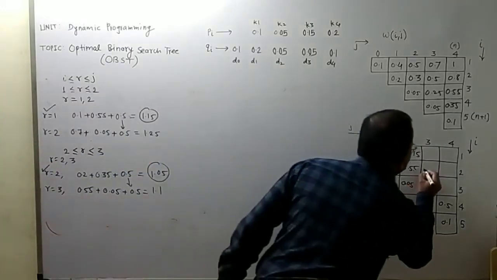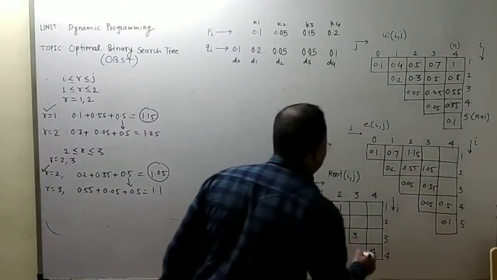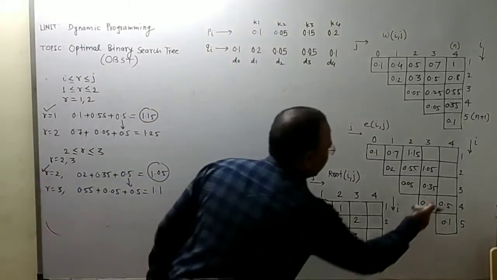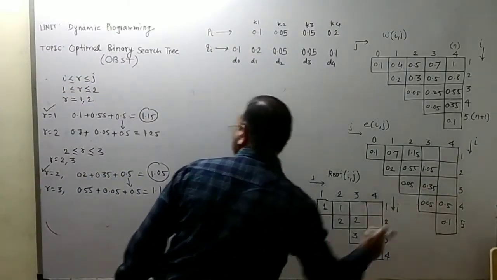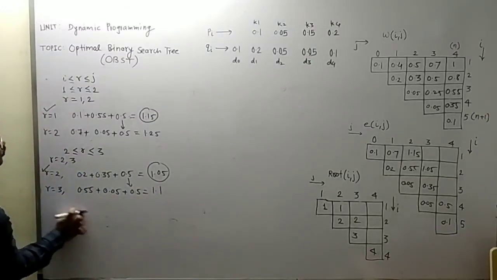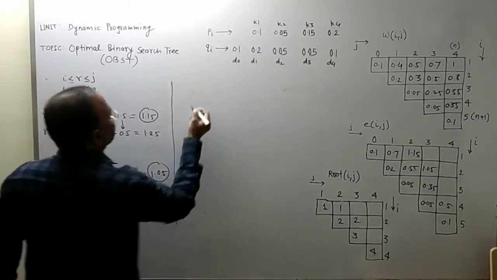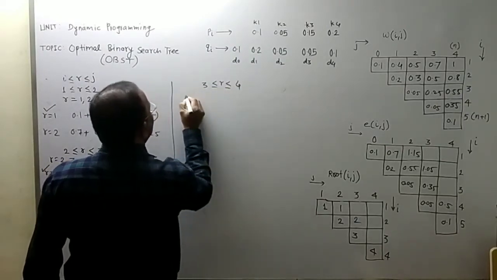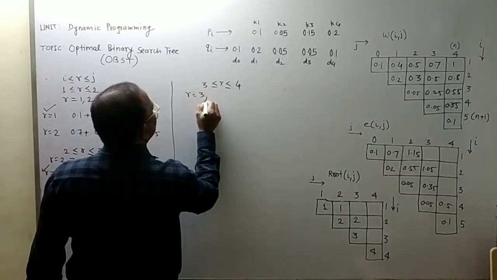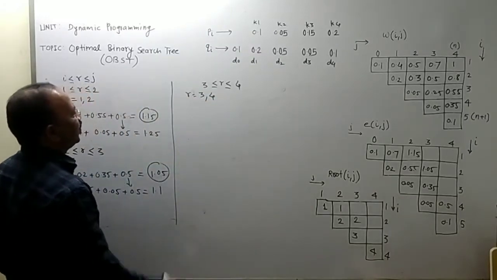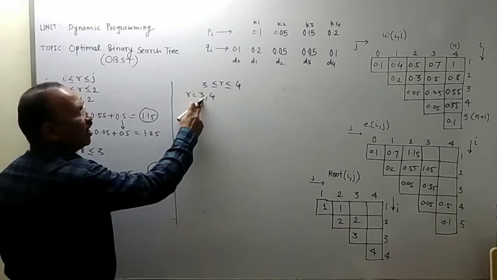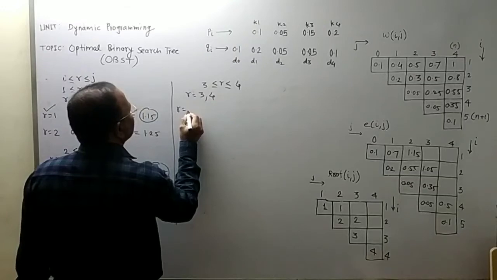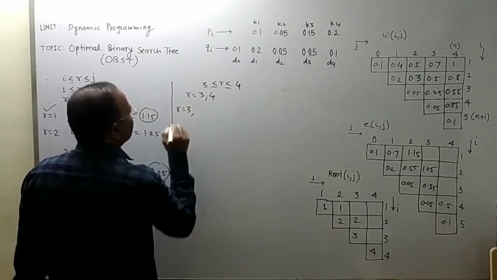Put here 1.05 for r is equal to 2. Now then, try to get the value for the 3, 4 cell. 3 less than or equal to r less than or equal to 4. So r varies from 3 to 4. You will get two equations, one for r is equal to 3 and another for r is equal to 4. First we try to get the equation for r is equal to 3.